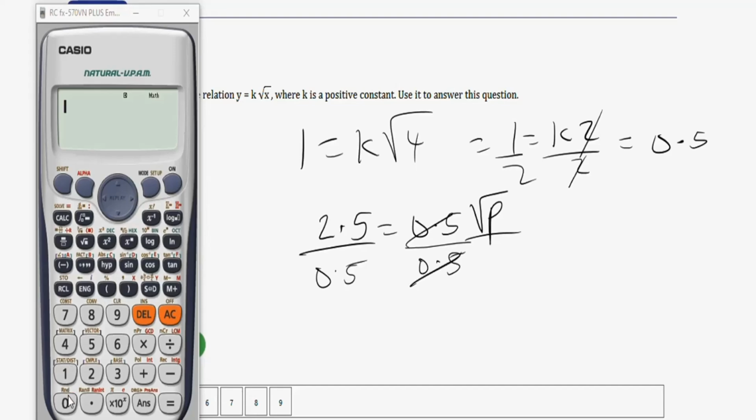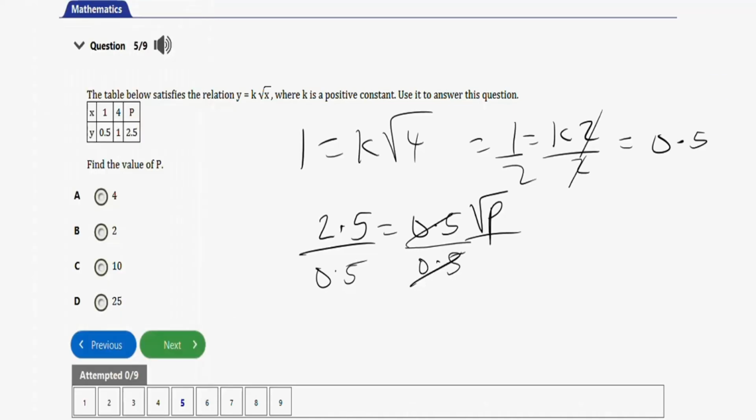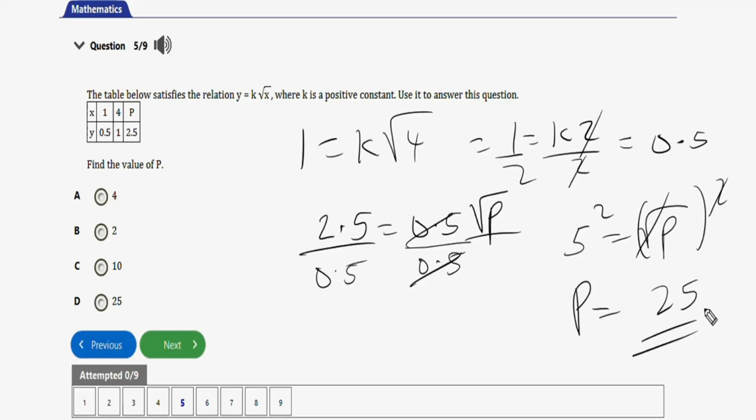So this will be 2.5 divided by 0.5. What is the output? We have that to be 5. Okay, so since we have the output to be 5, it's going to be 5 equals square root of b. Now to remove this square root, you are going to square both sides. So this square cancels the square root, so your b will be 5 squared, which gives you 25. So the right option for this question is option D. Okay, so that's it for this question. That's how I can solve it. Next question, let's wipe this and solve the next question.